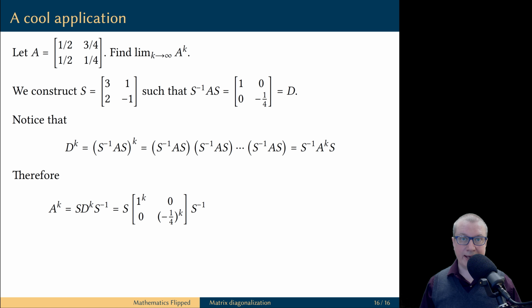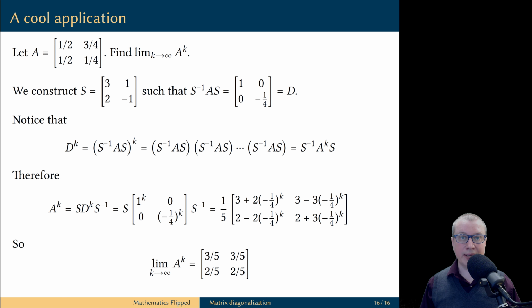But now, we can compute this product. Please check that this product is given by this formula. But now, when you take the limit as k goes to infinity, all those fractions raised to the power k tend to 0. Therefore, what's left is this simple 2 by 2 matrix.